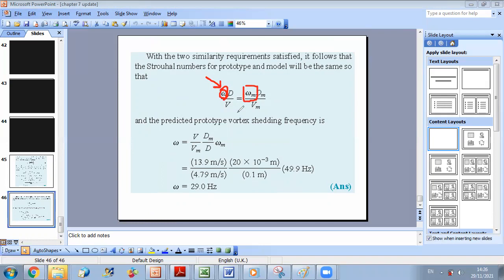by saying that the third condition will be to have equal values for the third pi group, which is omega d over v for the real case equal omega model d model over v model. All variables are known except the real frequency. This will allow us to calculate the value of the real frequency. And of course, the unit of omega will be in hertz. Okay? Any question on this?